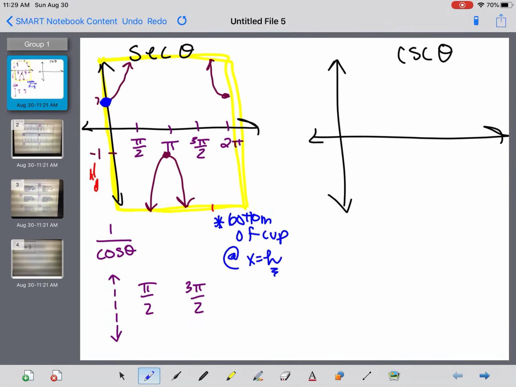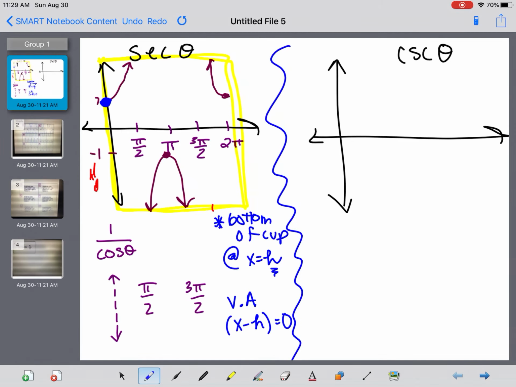Another thing that you can look for with the secant graphs is where the vertical asymptotes are. The vertical asymptotes are wherever x minus h equals 0. All right? So wherever x minus h equals 0, that's where those vertical asymptotes are. So that's 2 things that you can look for when you're looking for secant.